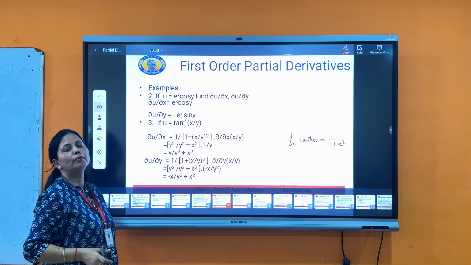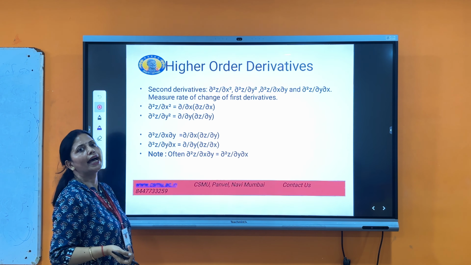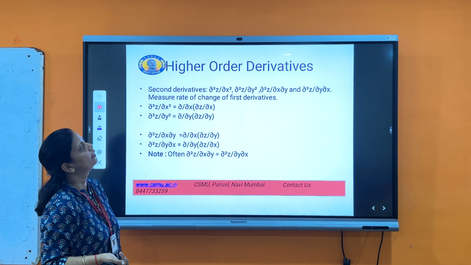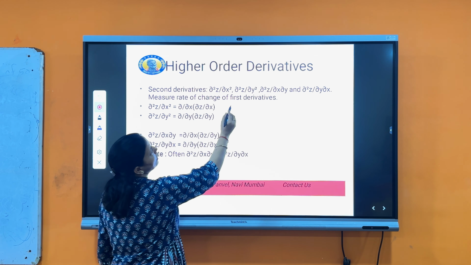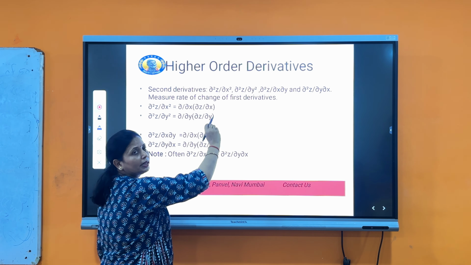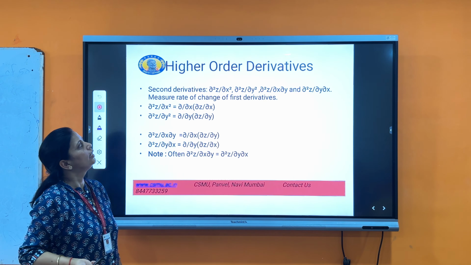So these are the examples of first order partial derivative. Next one is higher order derivative. Higher order derivatives we define by ∂²z/∂x², ∂²z/∂y², ∂²z/∂x∂y, and ∂²z/∂y∂x.